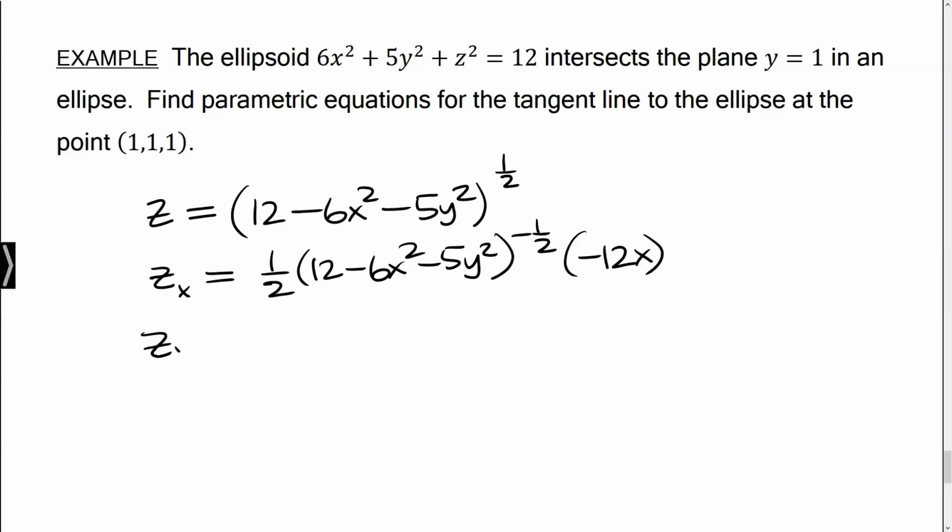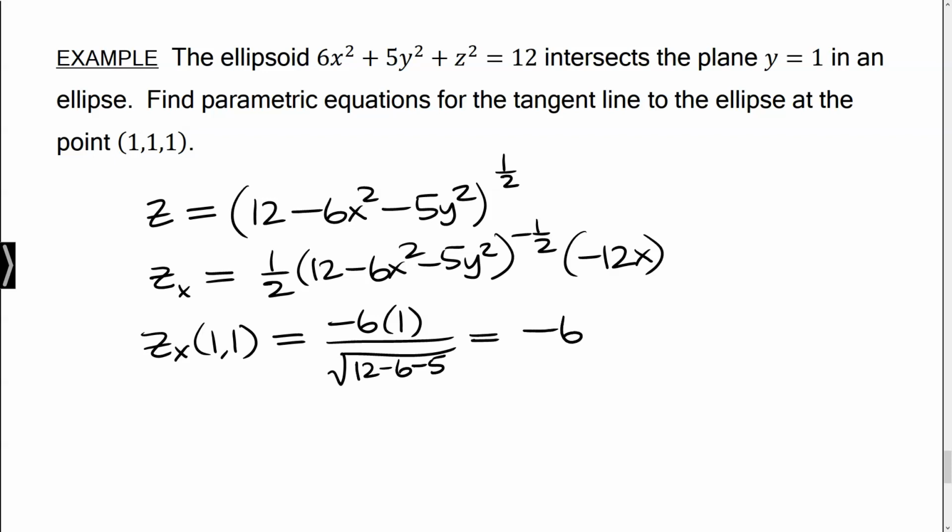And so if I evaluate that at the point (1, 1), because this is saying x and y are 1, which makes z 1, then it's really minus 6x, so it's minus 6 times 1 over the square root of 12 minus 6 minus 5. Okay, so that's negative 6 over 1. So there's where the negative 6 comes from. Now to think about the parametric equation here.